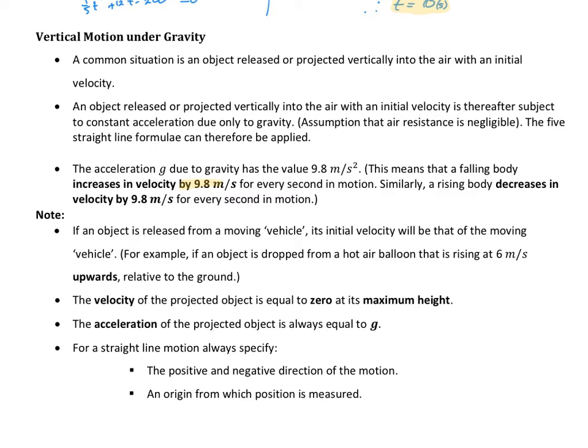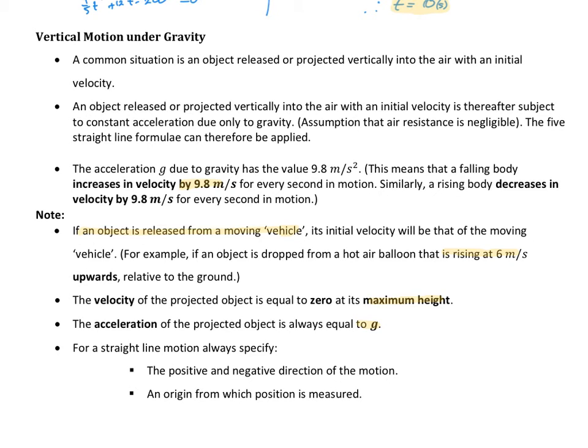All right, so a couple of things to note. If an object is released from a moving vehicle, the initial velocity is the velocity of the vehicle. So if we drop something from a hot air balloon that is rising at 6 meters per second, it's a nice example, it means the particle initially is traveling 6 meters per second upward. Even though relative to the balloon it looks like it's falling, it'll slowly decelerate to 0 due to gravity, and then it'll start falling. When the velocity of the projectile is equal to 0, it's at maximum height, and acceleration is always g.